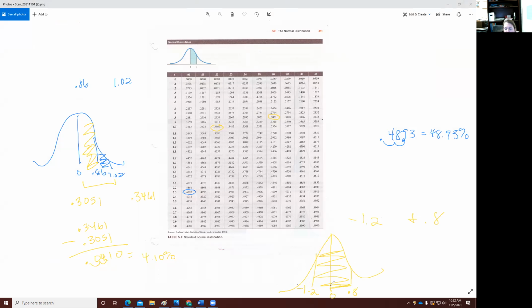So what you would have to do is you would have to find the percentage from here to here, and then the percentage from negative 1.2, which is the same thing as positive 1.2. And you would add these two percentages, okay, because we're going in different directions. So remember, I said same directions you subtract, different directions you would add the percentages. So we would look up 1.2, which is 0.3849, and you would look up 0.8, which is 0.2881, and you would add those together, and you would get 67.3%.